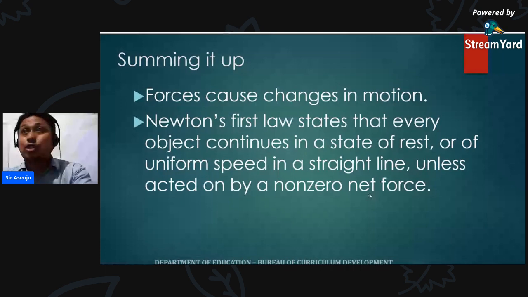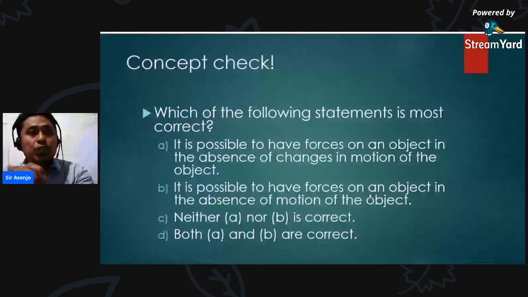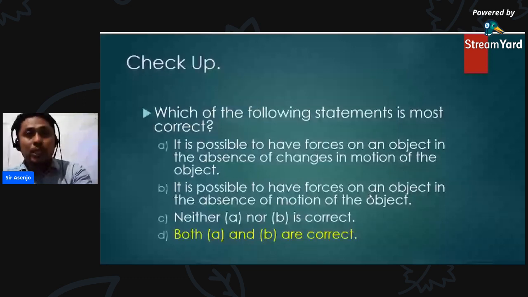Let's do a concept check. Let's check how much you understand. First question: which of the following statements is most correct? What do you think? The answer is letter D, both A and B are correct. Letter A: it is possible to have forces on an object in the absence of changes in motion of the object. B: it is possible to have forces on an object in the absence of motion of the object. Those are the statements which are most correct.